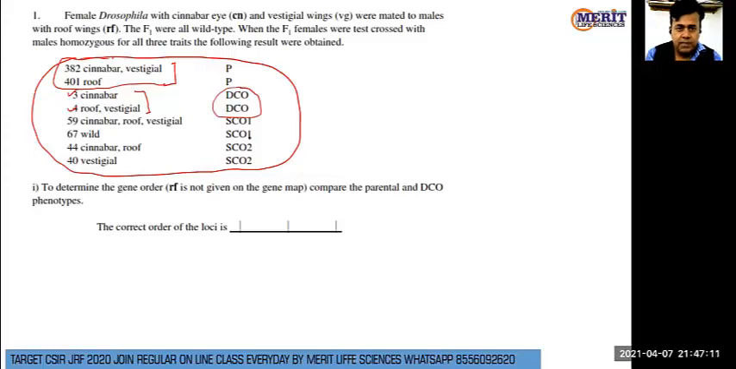Below DCO. And in between, you can call them as SCO. So now the formula has to be made by combining DCO and SCO for determining the gene distance. For example, you see 382 was what, Cinnabar, Vestigial. And now you can see Cinnabar, Vestigial. If they ask you what is the distance between Cinnabar and Vestigial, then what you will do, you have to apply the formula only.